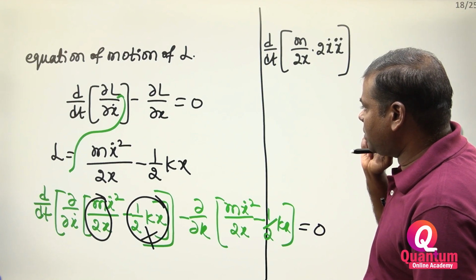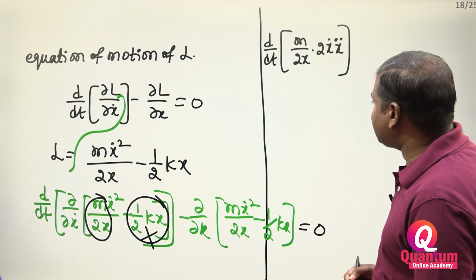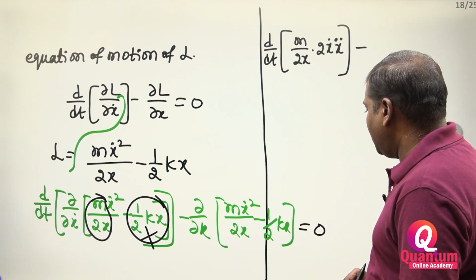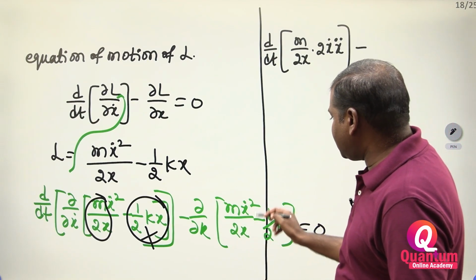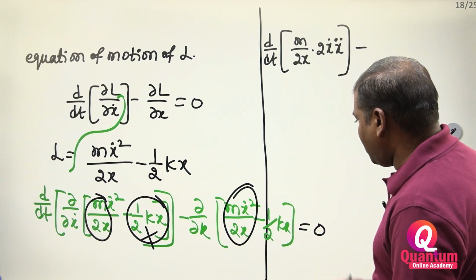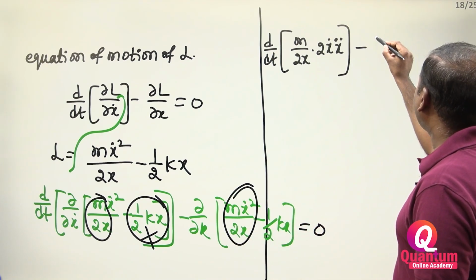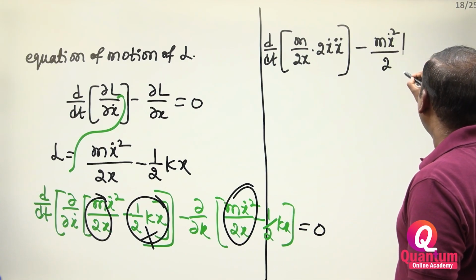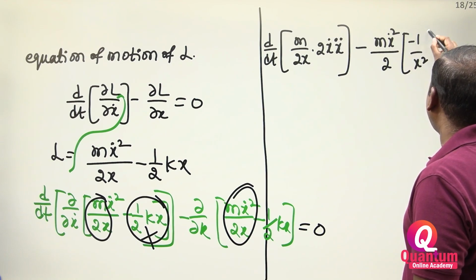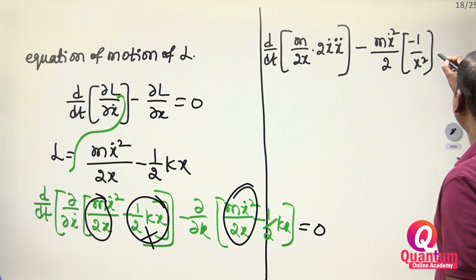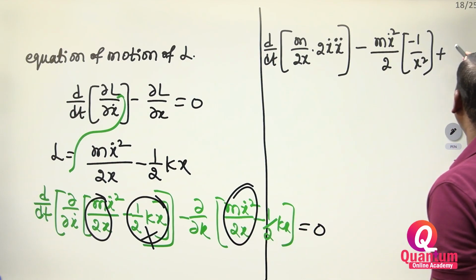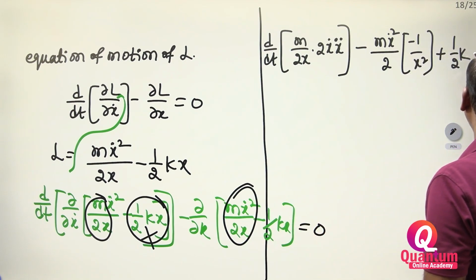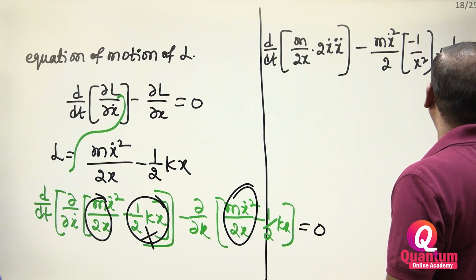So L is equal to, that one you have to do plus 2x double dot, that entire thing is 0, minus ∂/∂x of this, x dot is there, that's one thing, minus m x dot square divided by 2 into, which one? Minus 1 by x square, minus into minus plus. Here you have to take 1 by 2 k, you have to take ∂/∂x of x is equal to 1, you have to get it, is equal to 0.